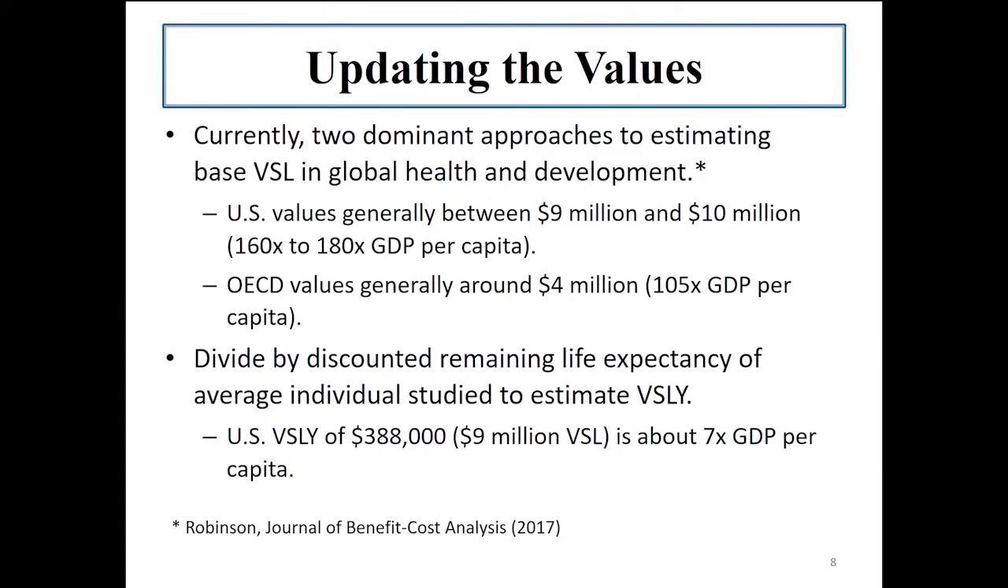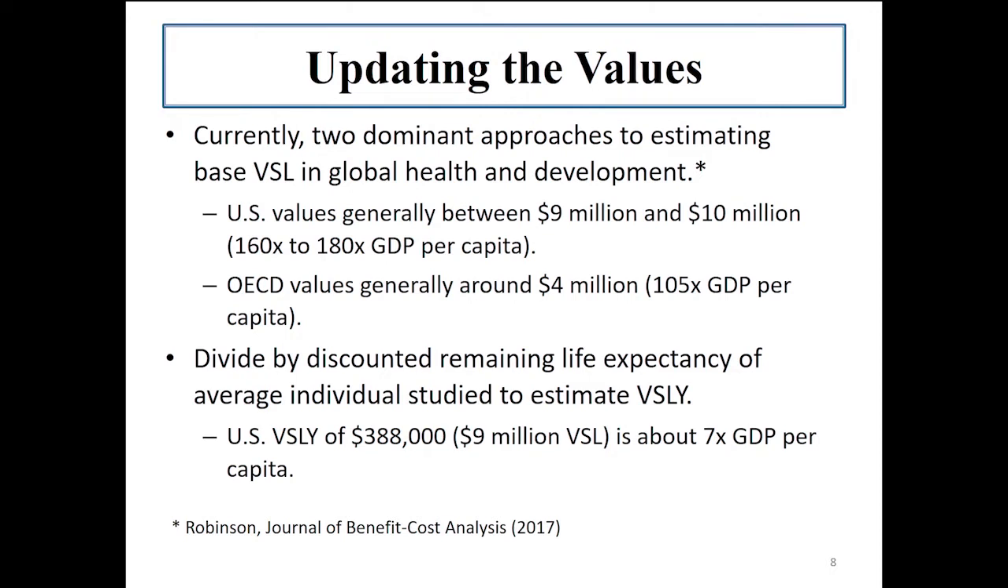These numbers are quite different, and they're different not so much because the preferences among these countries differ, US versus all the OECD countries, but because the researchers made different choices about what studies to select and how to combine the results of the studies. So this is a methodological issue. It's not an issue of what the underlying preferences are.